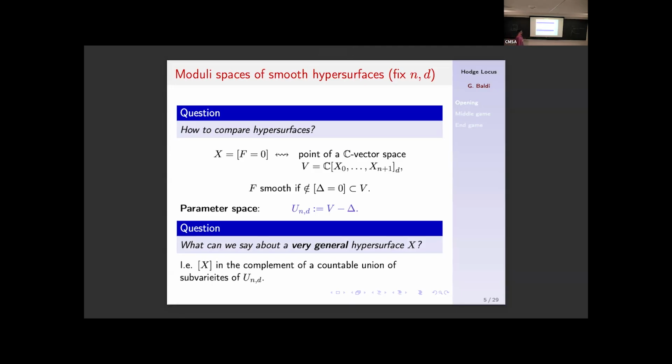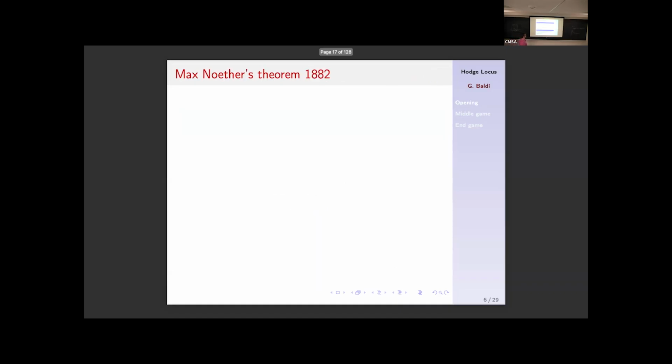And very general means that we want to look somehow at generic behavior. And generic in this theory means outside a countable union of subvarieties of this U_{n,d}. So this U_{n,d} is really an algebraic variety. So that's how the story actually started.